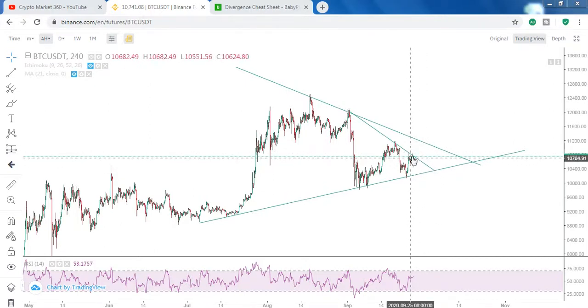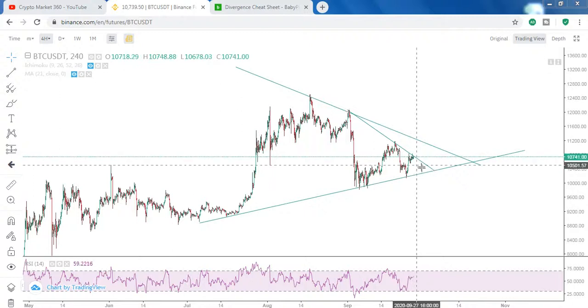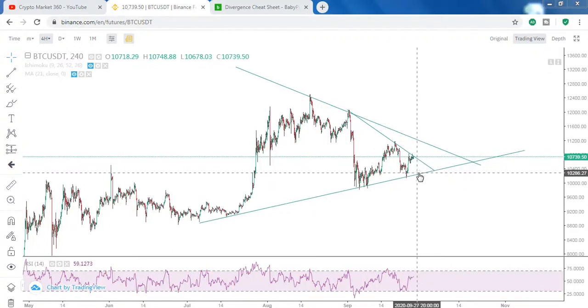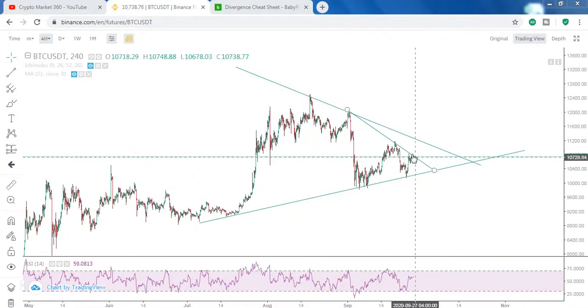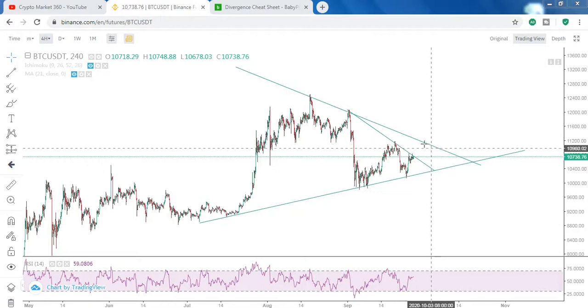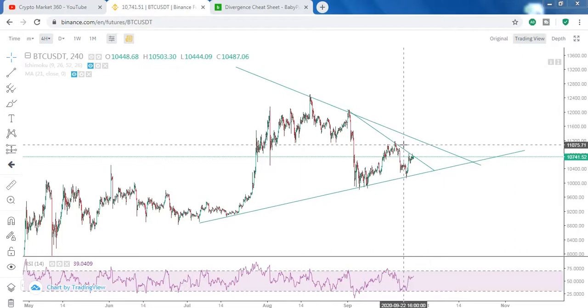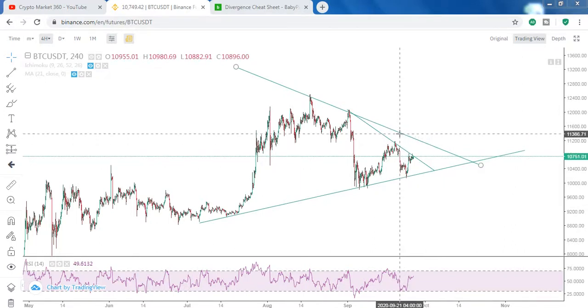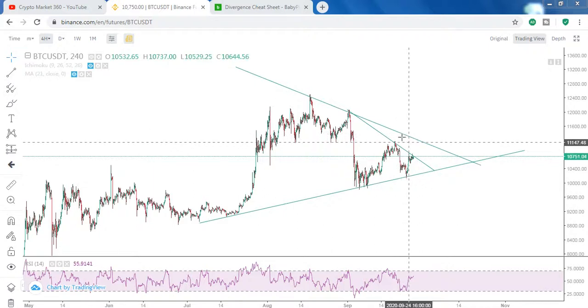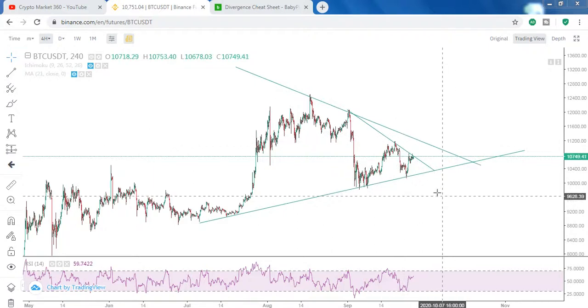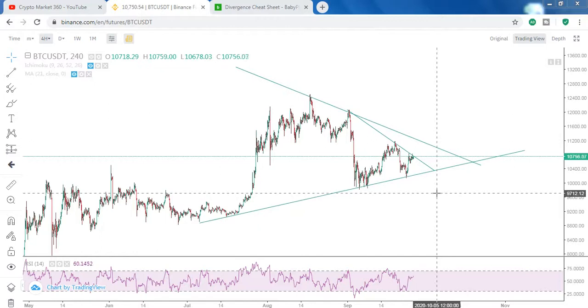If the price can't break this line, it may come to this level to touch the lower trend line. If it is able to break, then it will go to this line, which will act as a resistance. We can see that 11,100 to 11,200 is a good resistance. We need a good volume to break.